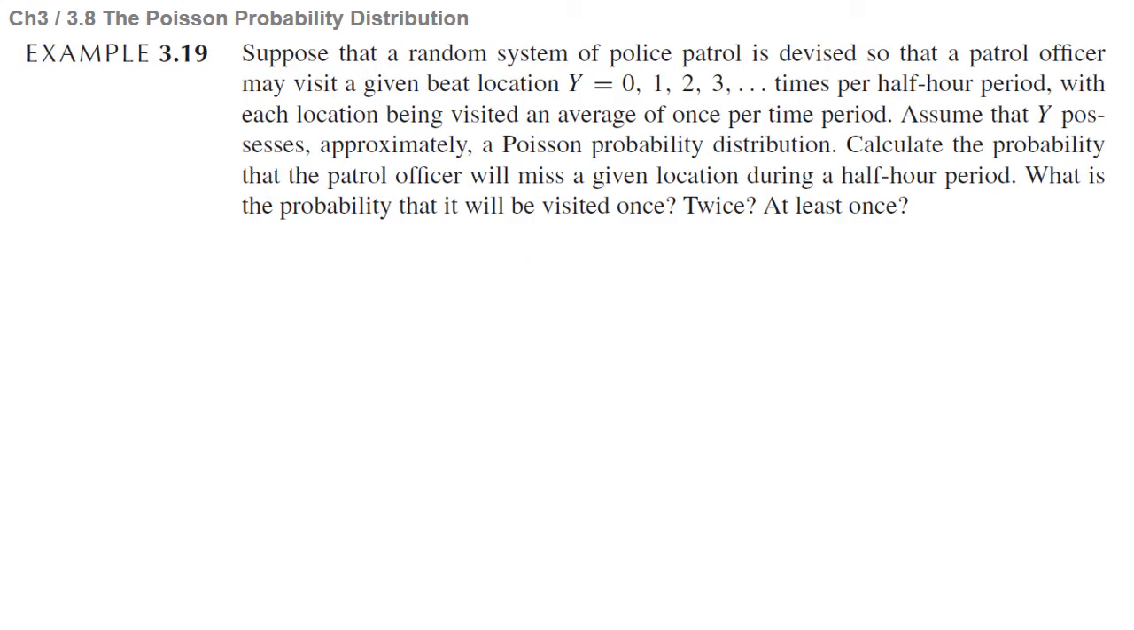Okay, let's look at the next example. Example 3.19. Suppose that a random system of police patrol is devised so that a patrol officer may visit a given beat location y times per half-hour period, with each location being visited an average of once per time period. Assume that y possesses approximately a Poisson probability distribution. Calculate the probability.